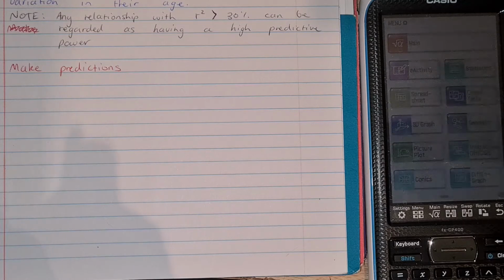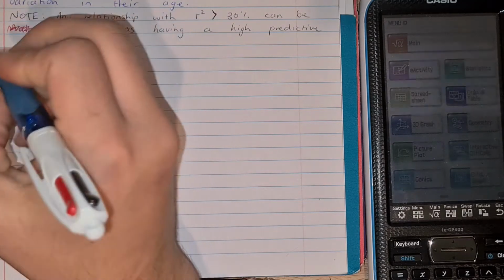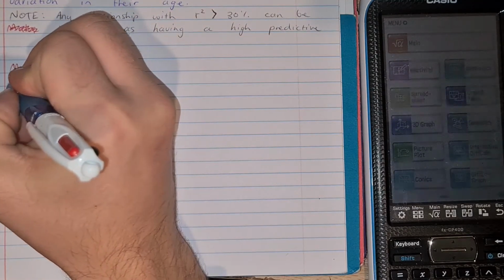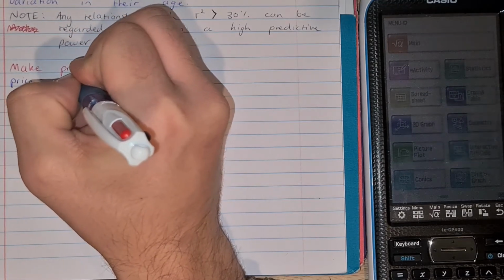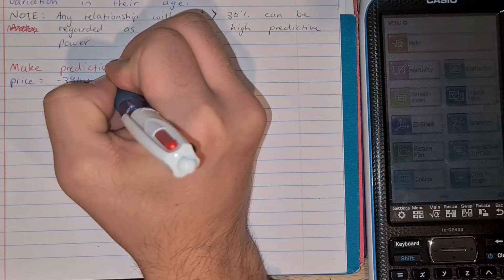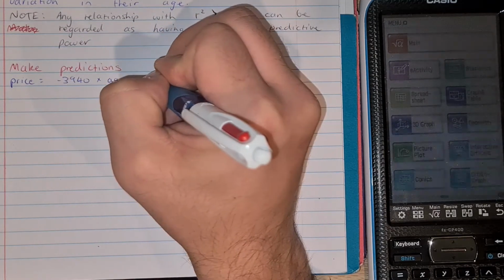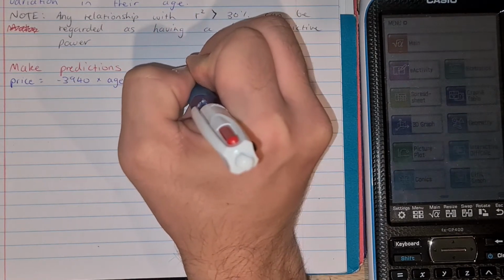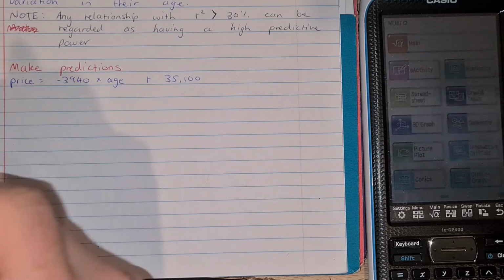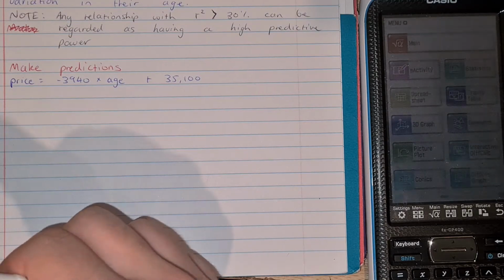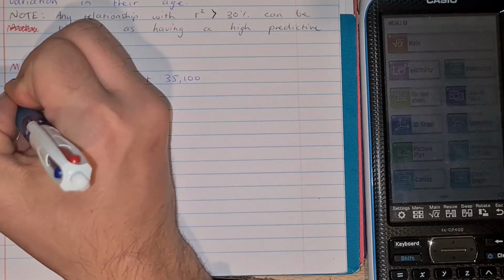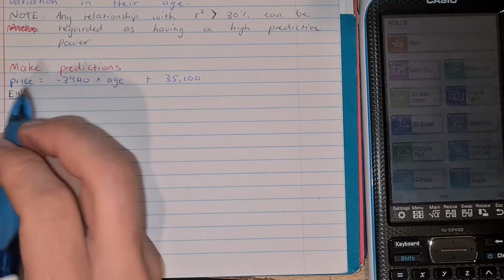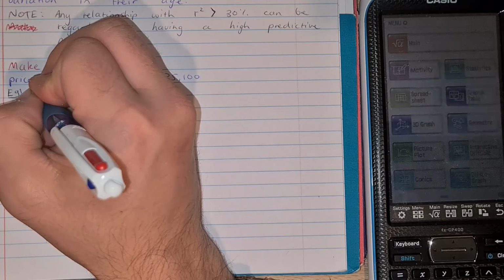Now we can make predictions using our equation. We have the price of the car is negative 3,940 multiplied by the age of the car plus 35,100. So, as an example, let's find the price of a car that is 5.5 years old.